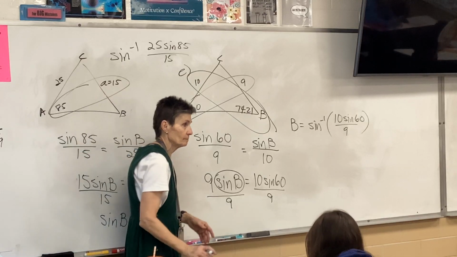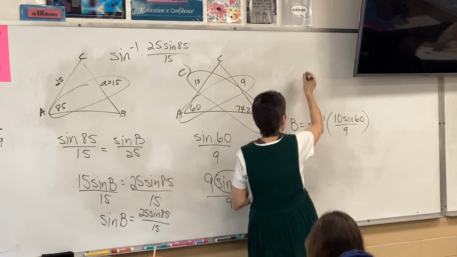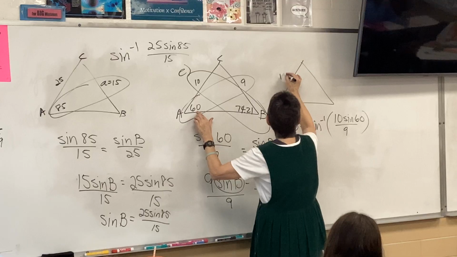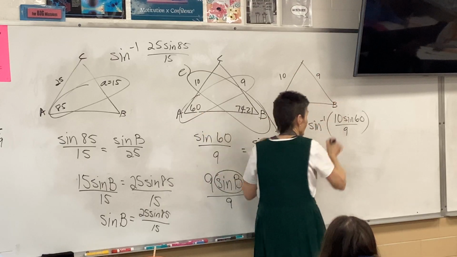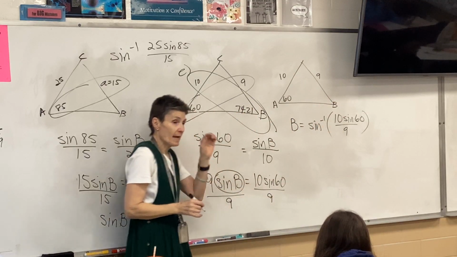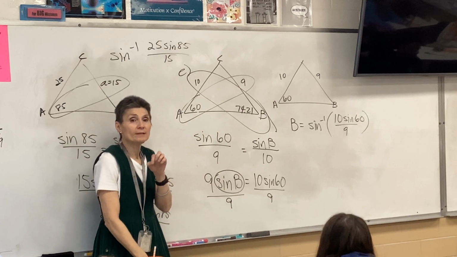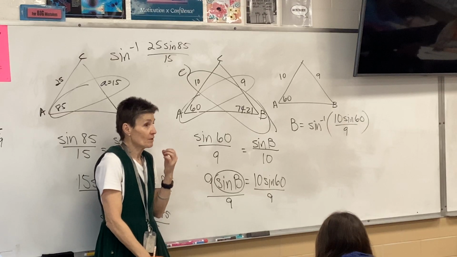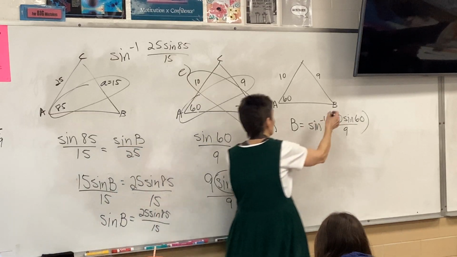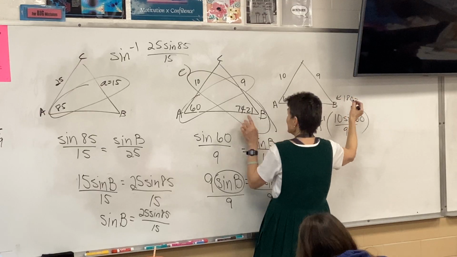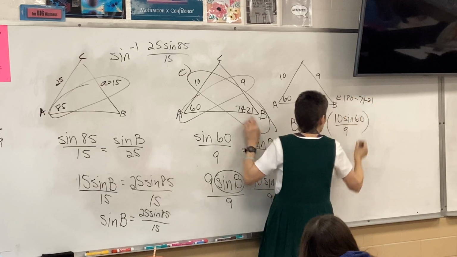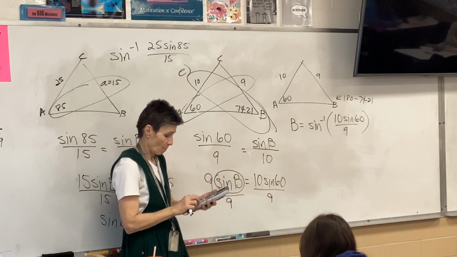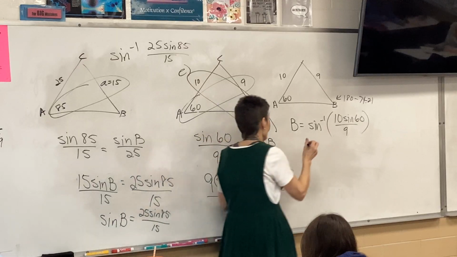So then we immediately step over to the side, redraw the original triangle, and ask ourselves, could there be another B? Well, I don't know, but if there is another B, it's 180 minus the first one. So let's see, what would that be? 105.79.